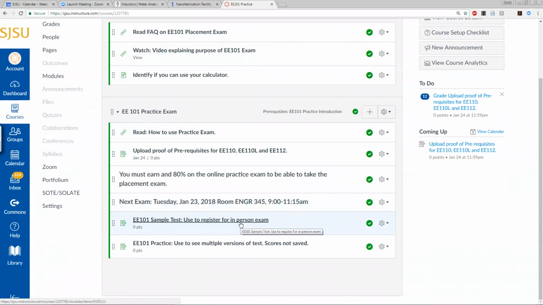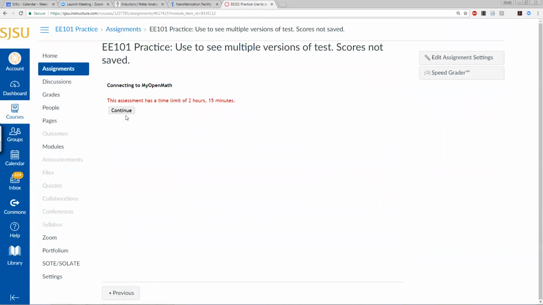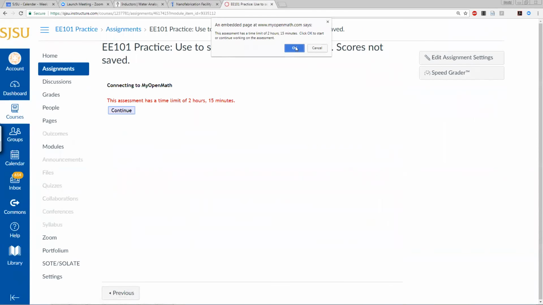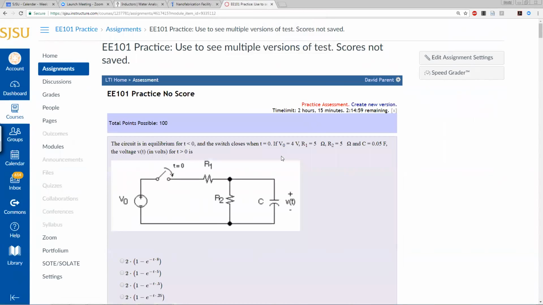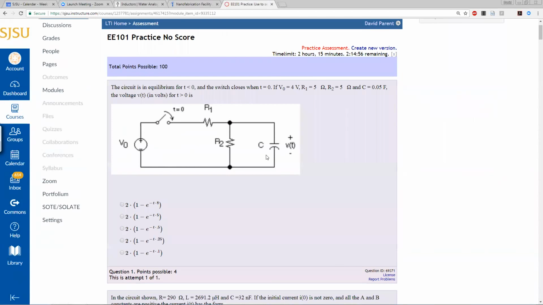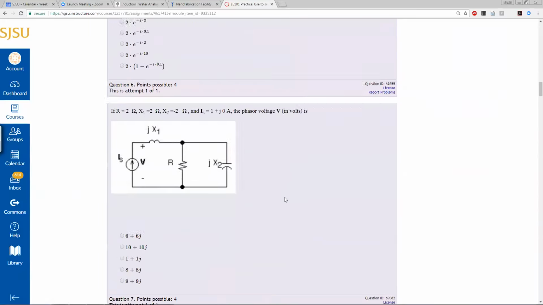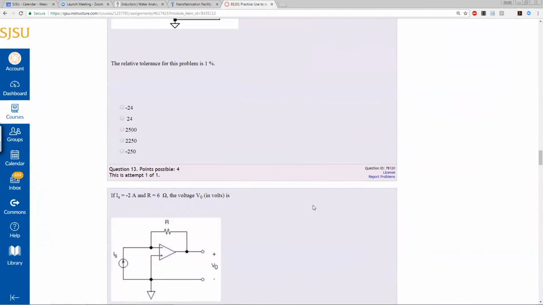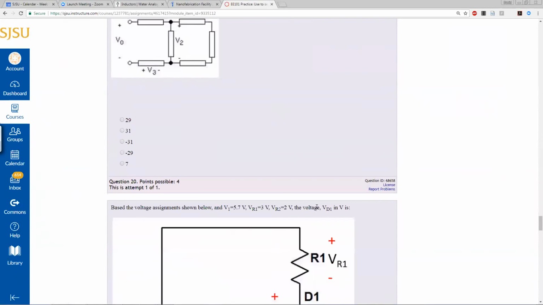So I just leave it there for you or what comes after. The other thing should be the 101 practice, and you use this to see multiple versions of the exam, but the scores aren't saved. So this is just for your practice. I'll click on it. And we see, here's a first order problem, and all the problems are there for you to see, right?